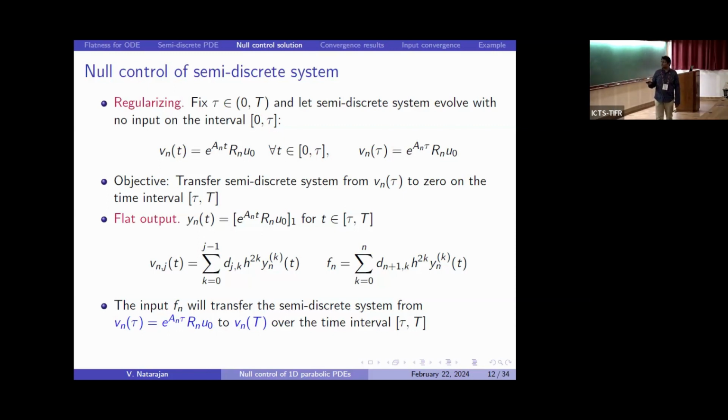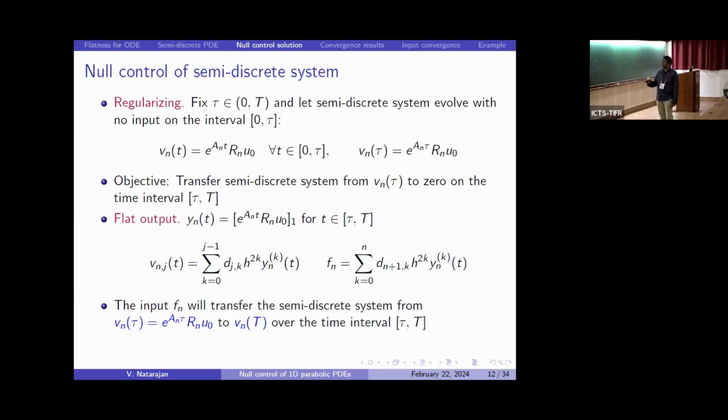So how do we do that? Well, let's start off with this flat output. We'll take the flat output here to be this. This is nothing but the free evolution of the semi-discrete system, the first component of that, because we know that Vn1 is the flat output for the system. So I take the same evolution of the system without any inputs, and I take the first component as the flat output. Then, once I have this flat output, I compute the states and the input.